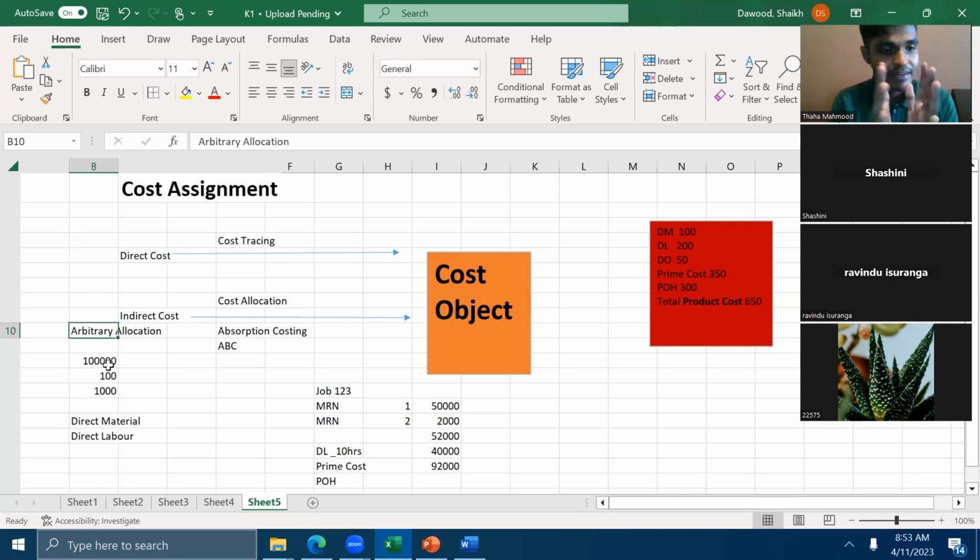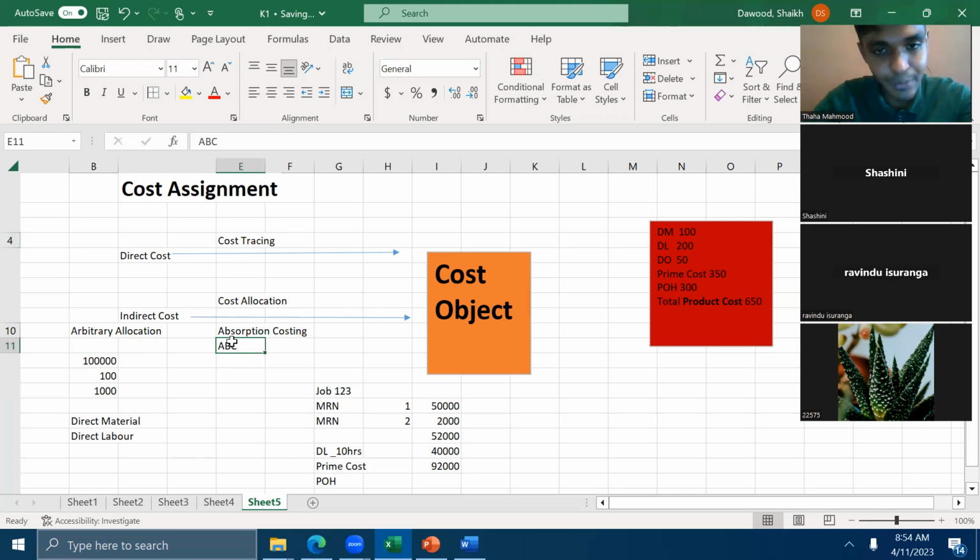So it's also important to understand that we do an arbitrary allocation most of the time when we don't have the technological capacity to trace. Technologically, we don't have information systems or methods to track costs in the organization. Then we can do an arbitrary allocation. And certain costs we have to allocate on an arbitrary basis.